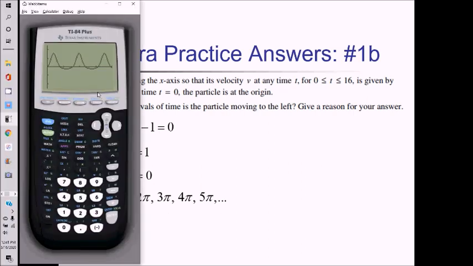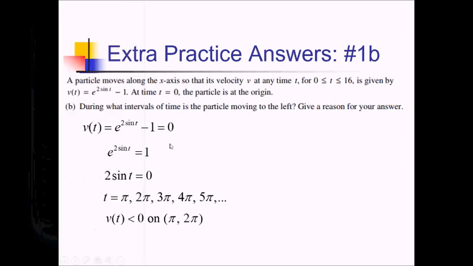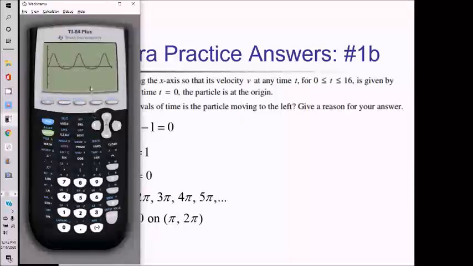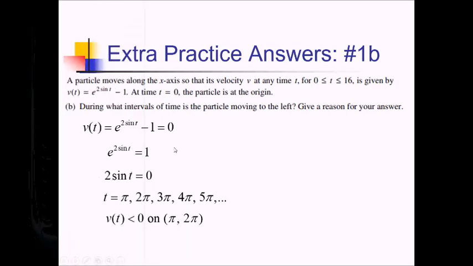So here I am back on my grapher where I drew that graph. And it looks like this is going to be 0, pi, 2 pi, 3 pi, 4 pi. This is 5 pi right here. And it looks like velocity is negative between pi and 2 pi. That's our first interval. And then taking a look at the graph again, the only other place where velocity is negative is between 3 pi and 4 pi. That's the next interval.